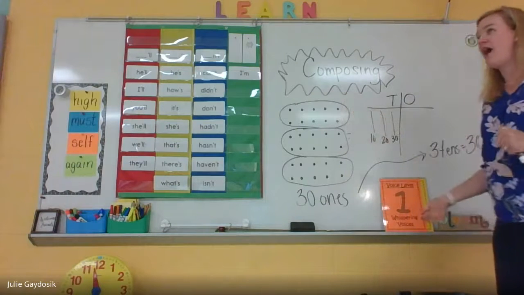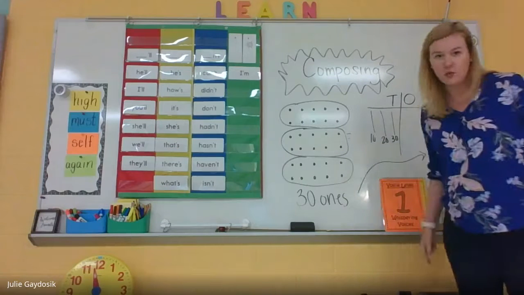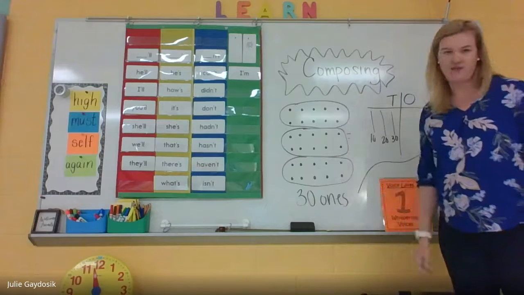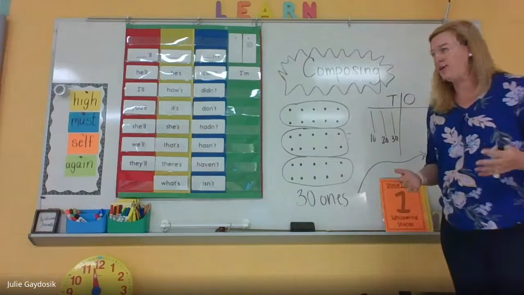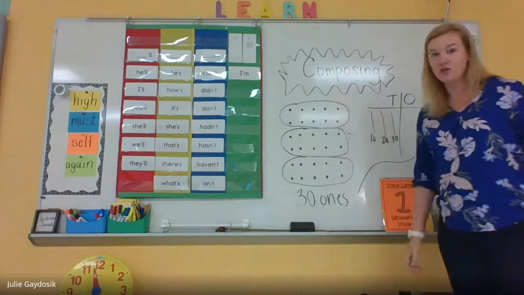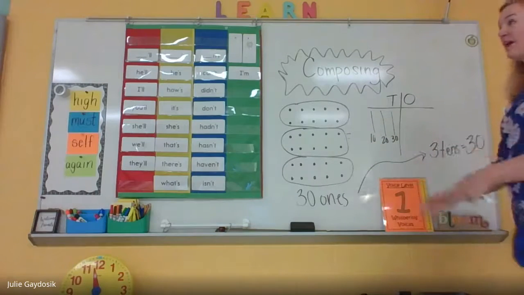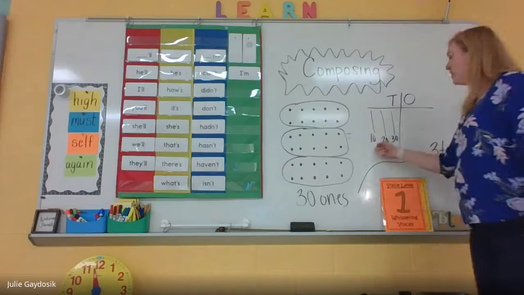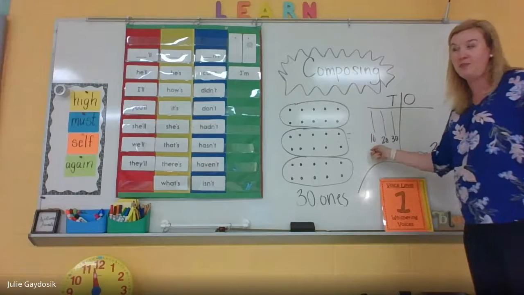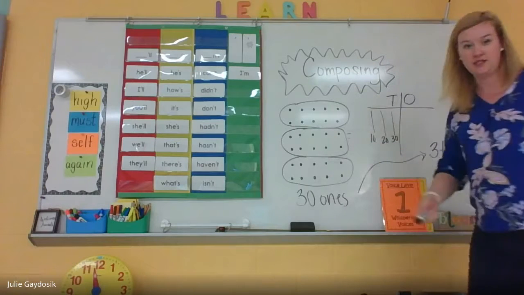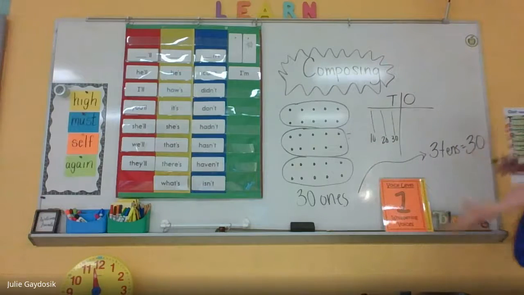Because what if you had 1,000 ones? Or 500 ones even. If you had 500 ones, you don't want to draw out 500 ones. You would never fit it on the paper. And even for that matter, 500 ones wouldn't be good. You wouldn't want a bajillion tens either. You'd actually turn it into hundreds. Okay, so this is why we're composing.